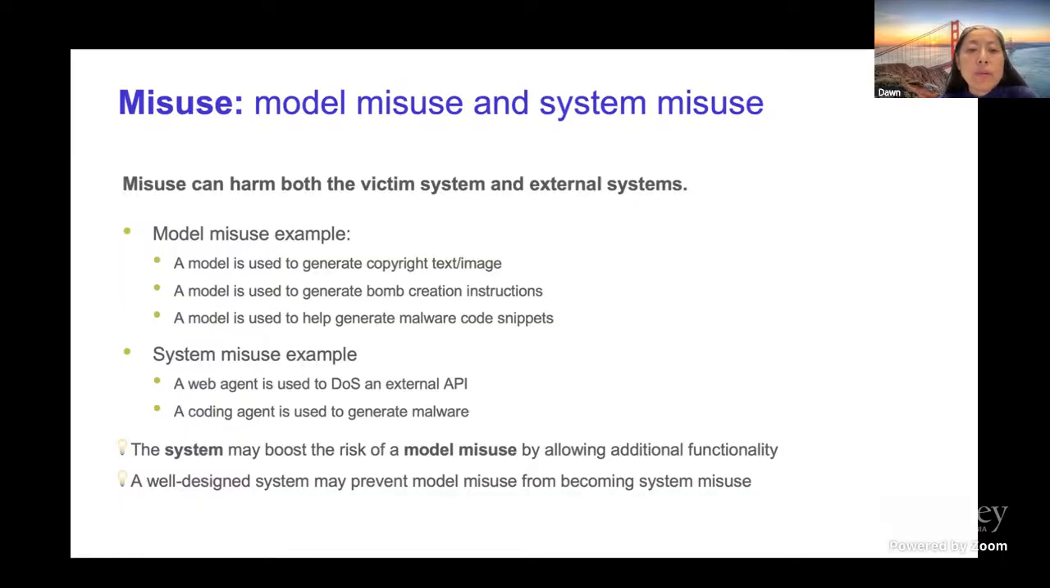In system misuse, there can also be misuse at the whole system level. For example, we can have a web agent that's misused to cause denial of service on external APIs, and a coding agent can be used to generate more powerful malware. The system may also boost the risk of model misuse by allowing additional functionality. The goal is that a well-designed system should prevent model misuse from becoming system misuse by putting in various guardrails and other defense mechanisms.